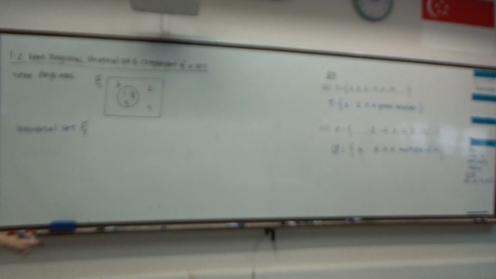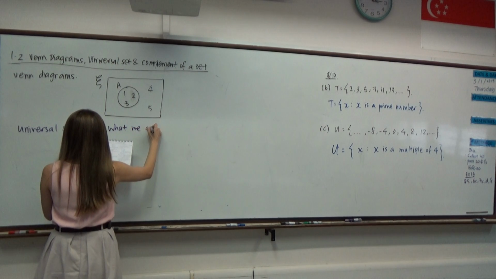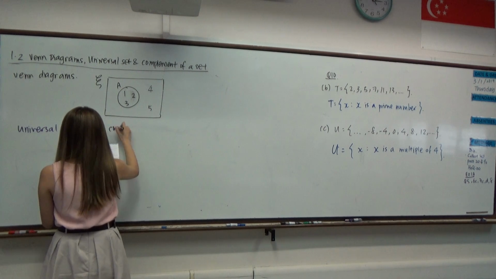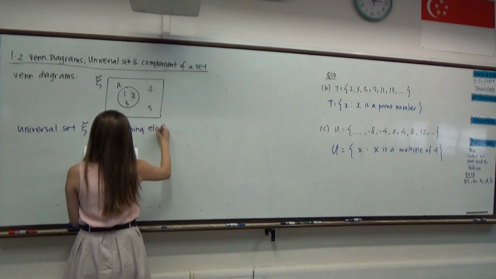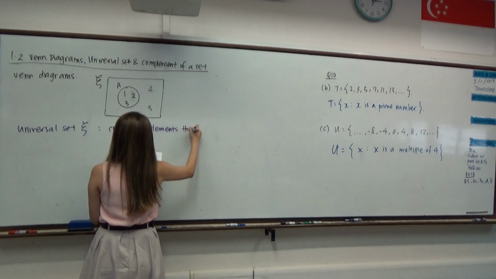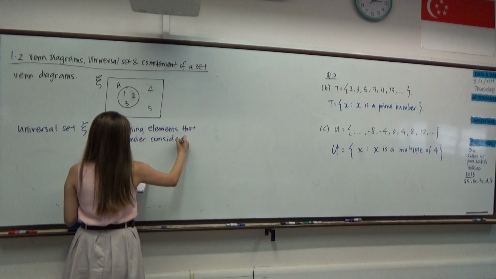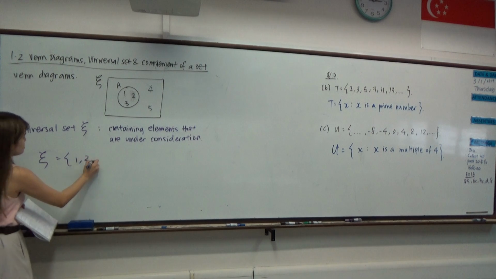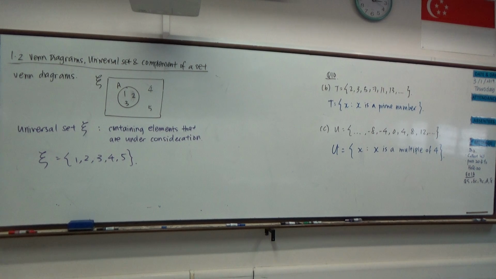Okay, so the universal set is what we take into consideration. So in this particular case, my universal set would only have the elements 1, 2, 3, 4, and 5. Okay. Then the circle actually represents the particular set A.